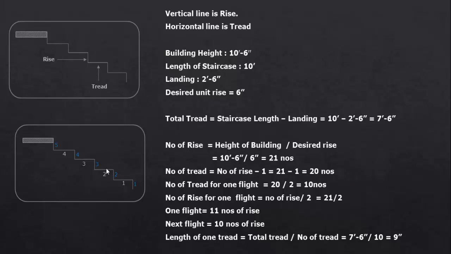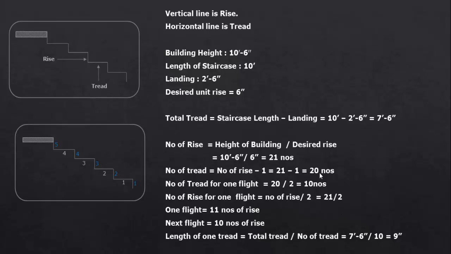In this drawing you can see these horizontal lines are treads: 1, 2, 3, 4 numbers of treads, but rise you can see 5 numbers of rise, 1, 2, 3, 4, 5. So treads are 4 numbers. The last tread is coming with the roof slab. So to get the number of treads we need to deduct 1 from number of rise. So number of treads is number of rise minus 1. Here 21 numbers of rise minus 1, that is 20 numbers of treads.